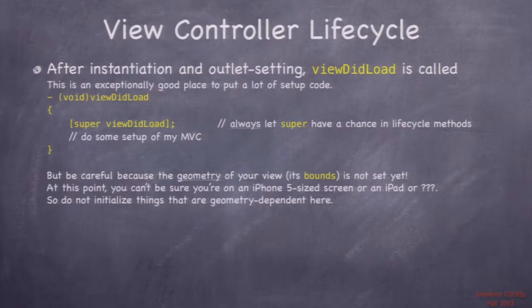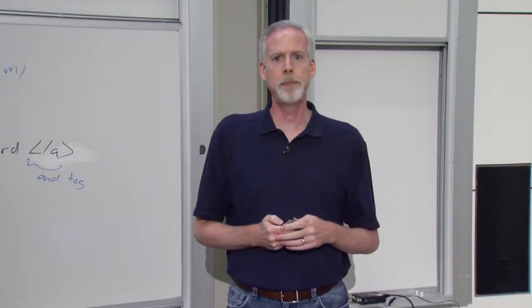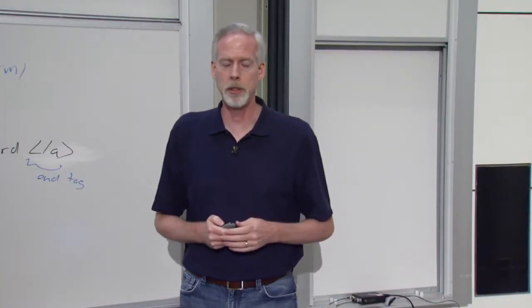It's probably just sitting at whatever it was in the storyboard, which may or may not be what's going to happen when it's on screen, because it might be on a little different device or a different place, or it might be rotated or something like that. So you do not want to put geometry-related code, in other words, any initialization that has to do with the shape of your view, in viewDidLoad. Okay? That's a major restriction of viewDidLoad.